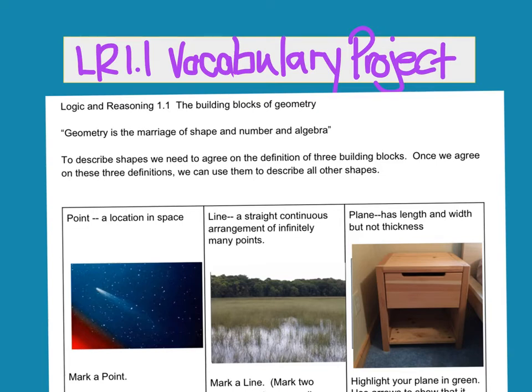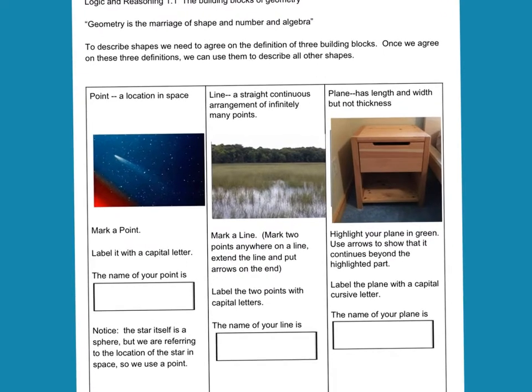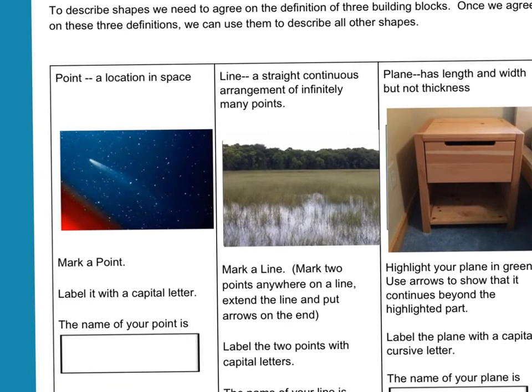There are three terms in geometry that we call the undefined terms, because to define them, you need to use words which we haven't defined yet in geometry. So we call them the building blocks. If we can agree on these definitions, then we can define all other words in geometry. The first one is point, and a point is just a location in space.